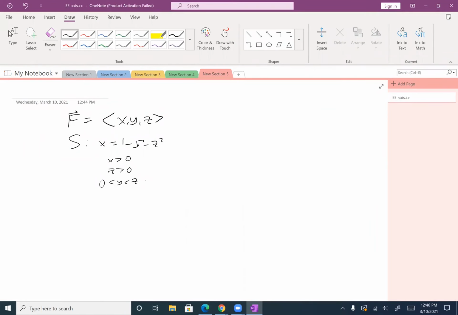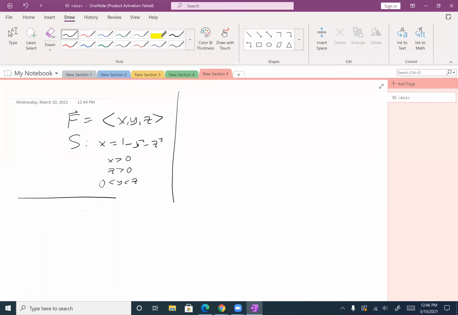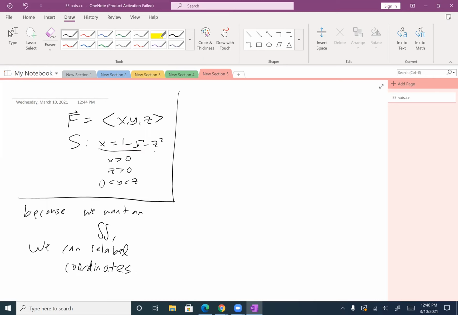Okay, so let's try to unpack what all this means. First of all, just because this is a little confusing, we're asked to compute an integral, so I'm going to relabel things. Because we want an integral, we can relabel coordinates. You don't have to do this, it's completely optional. But for me, I'm so used to thinking of z as the function that it makes me a little more comfortable to put it there.